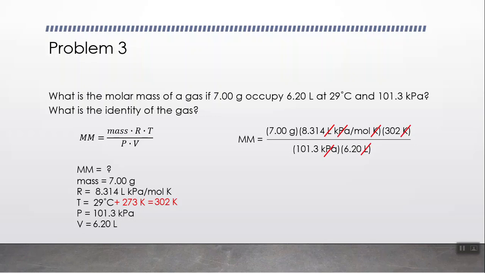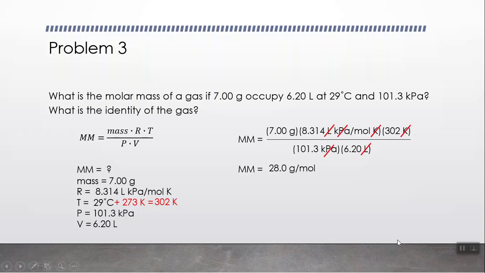You see here that grams and moles don't cancel out, so you know that your final unit is going to be grams per mole, and that's exactly what you want, right? Because molar mass, we know, is grams per 1 mole. So we're going to multiply and divide, and you get a molar mass of 28.0 grams per mole.